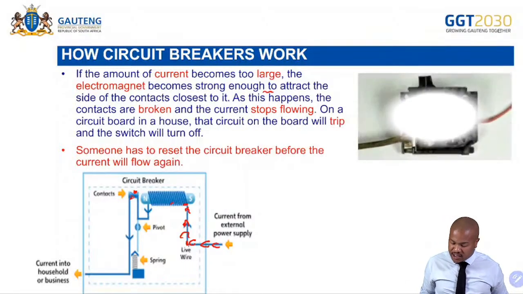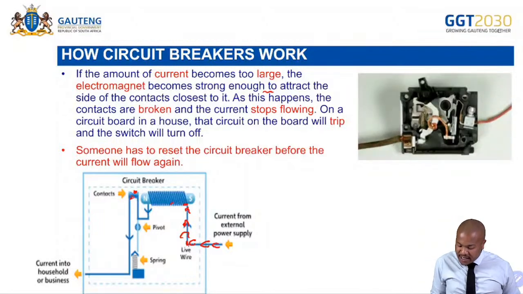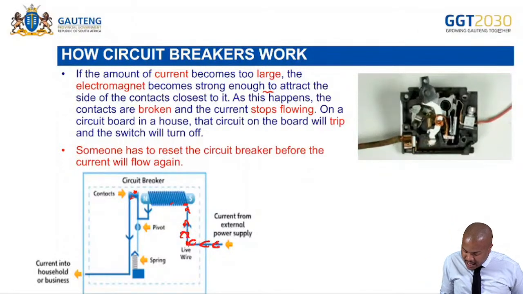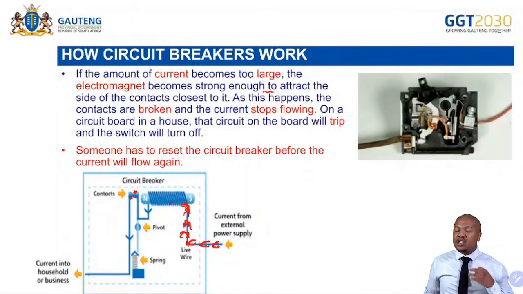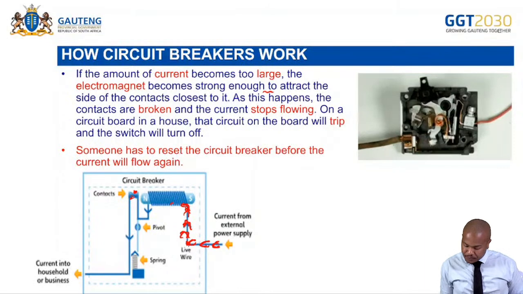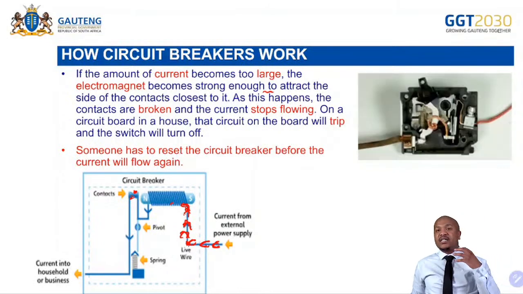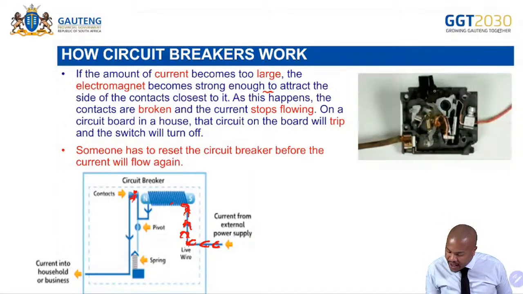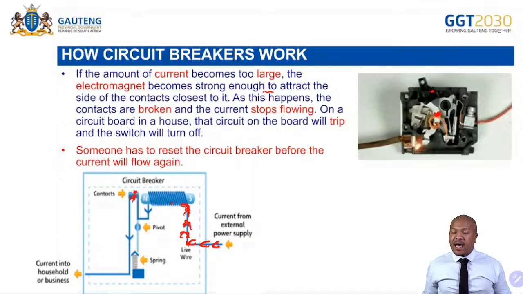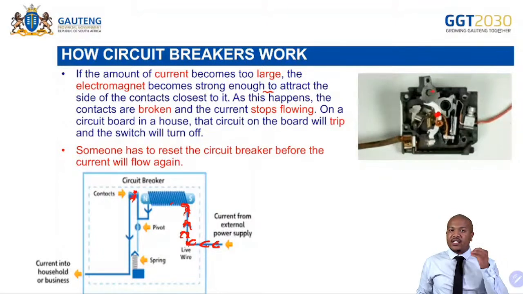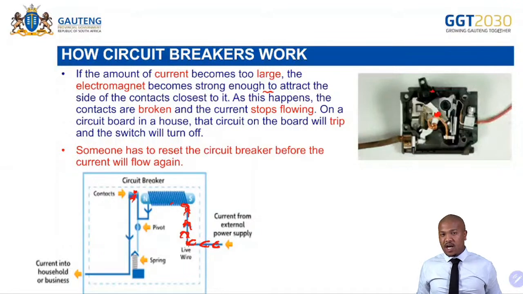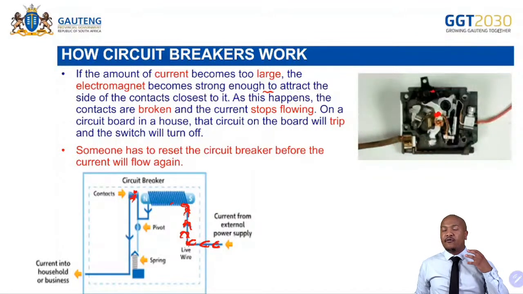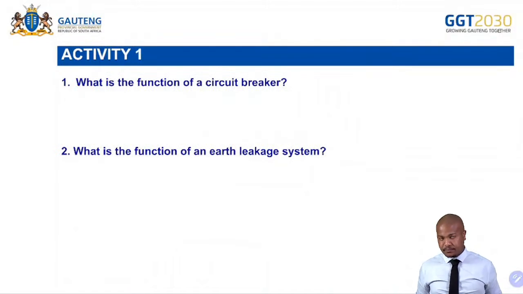Let's look at this diagram again. When the current flows in here and it is too high, an electromagnet is formed, which will become strong enough to attract the sides of the contacts closest to it. When these contacts break, this is when the circuit breaker trips or cuts off the flow of current. When that has happened, someone has to reset the circuit breaker before the current will flow again.